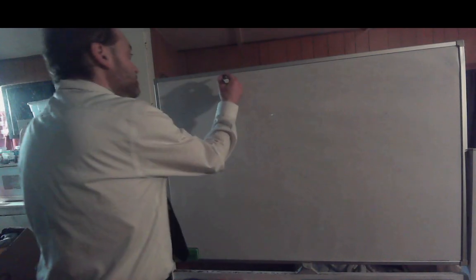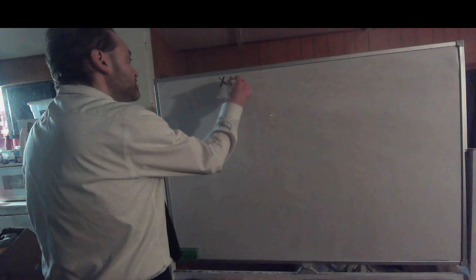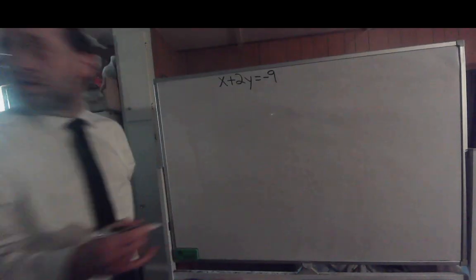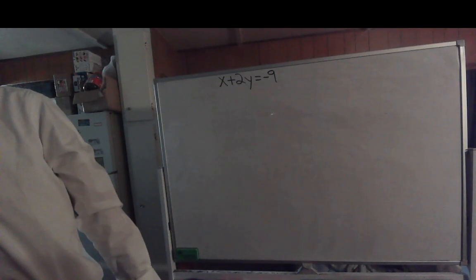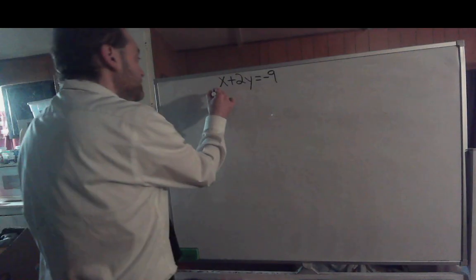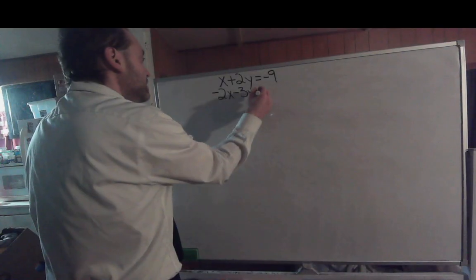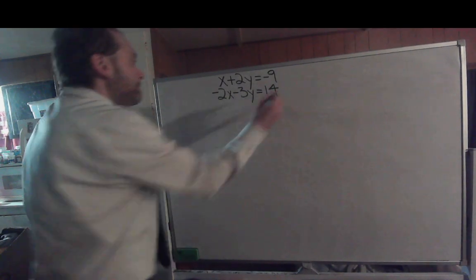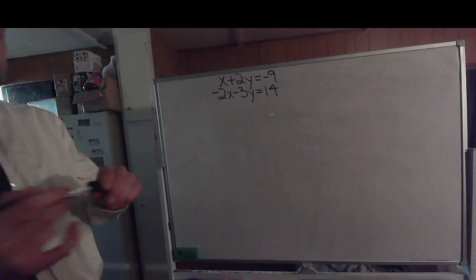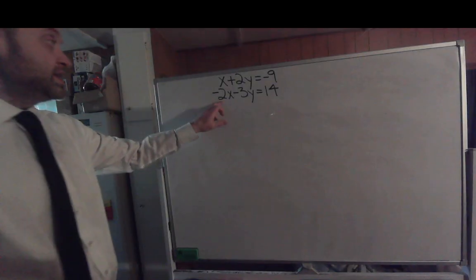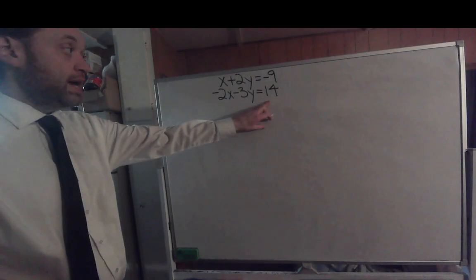All right, let's do the next one. So we have x plus 2y equals -9. Then we have -2x minus 3y equals 14. All right, so x plus 2y equals -9, and -2x minus 3y equals 14.